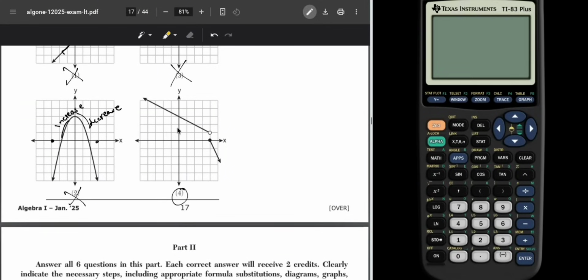But why? Here is at -3, and here is at 3. From -3 all the way to 3, my function is always decreasing. So that is going to be my answer choice number 4. That is the 24 questions on the multiple choice. I'm going to end this video.